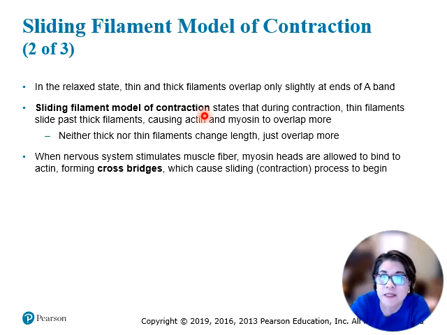That part is where the calcium binds to the troponin. Tropomyosin moves out of the way. The myosin head grabs the actin and pulls it in. That's all the sliding filament theory, and it forms cross bridges and pulls the actin in.